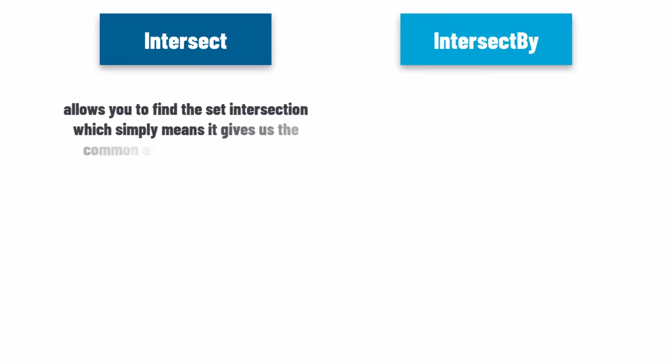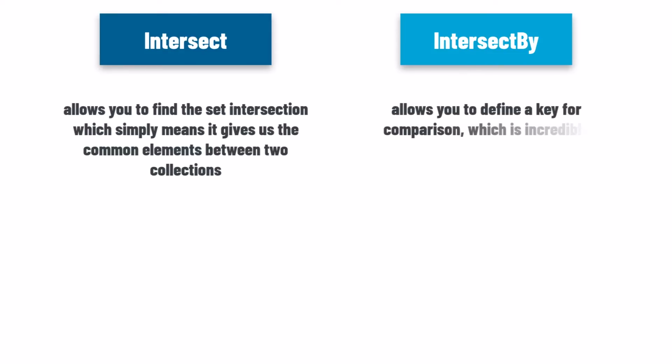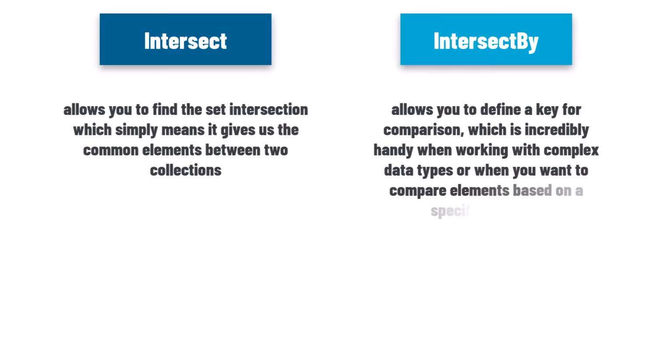Starting with Intersect, this method allows you to find the set intersection, which simply means it gives us the common elements between two collections. IntersectBy, on the other hand, is a bit more specialized. It allows you to define a key for comparison, which is incredibly handy when working with complex data types, or when you want to compare elements based on a specific property.